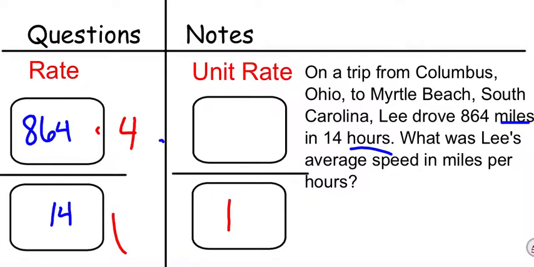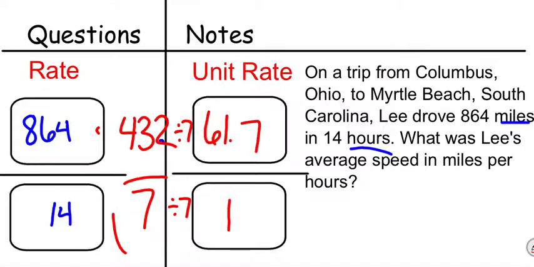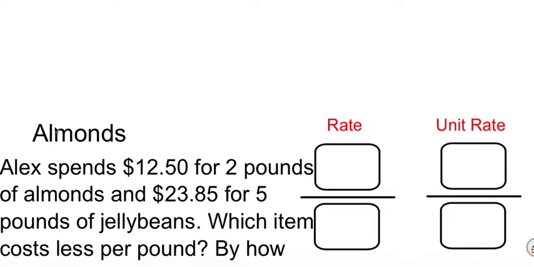So we have 432 over 7 as our rate. We're going to divide it by 7 and divide it by 7. And I end up getting 61.7 over 1. What does that mean? Again, we were comparing miles to hours. So I can drive 61.7 miles in 1 hour.